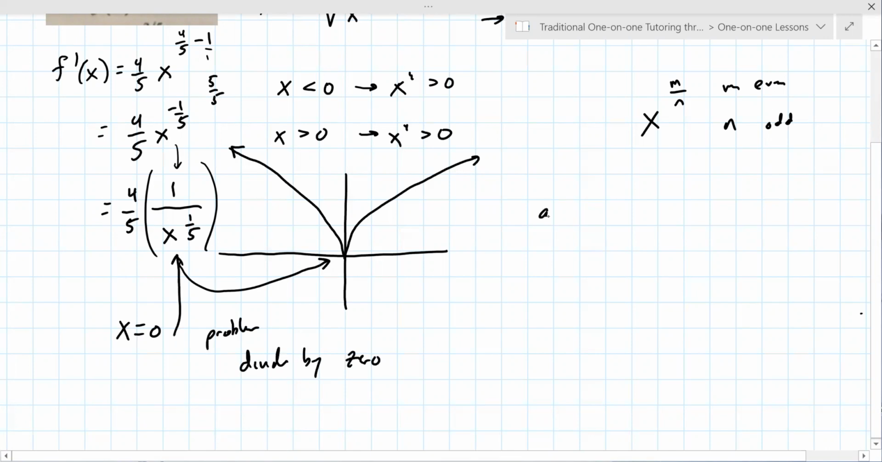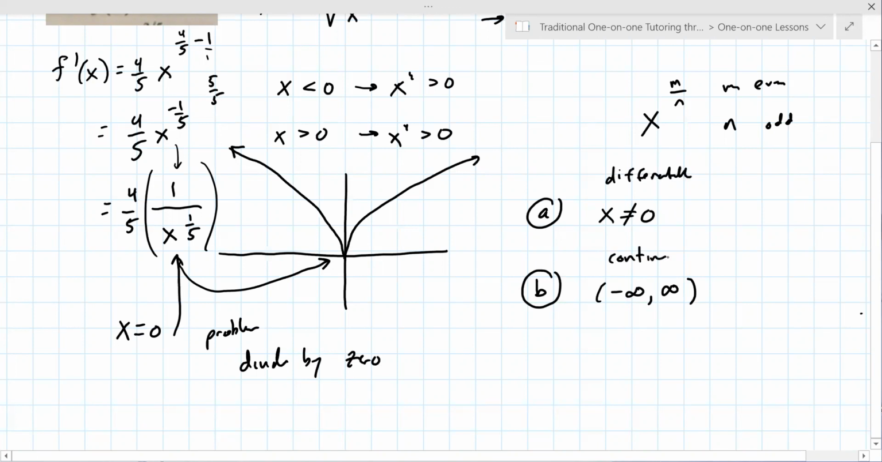But in summary, A, it's differentiable for x not equal to 0. Okay. It's continuous everywhere. So A is differentiable. B is continuous. And then C says neither. Like, is it none of these? And there is no place because it's continuous everywhere.